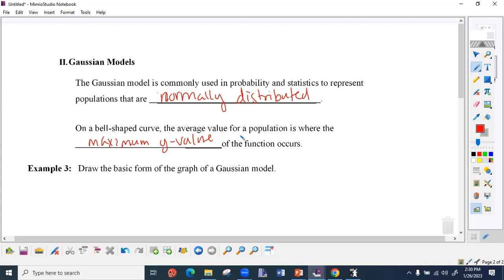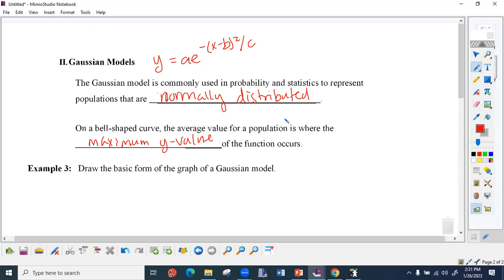Okay, so for our Gaussian models, remember that's Y equals A times E to the negative X minus B squared divided by C. I'm trying to remember it all. Yeah, there we go. My E looks so tiny. Let me fix that for you. All right.